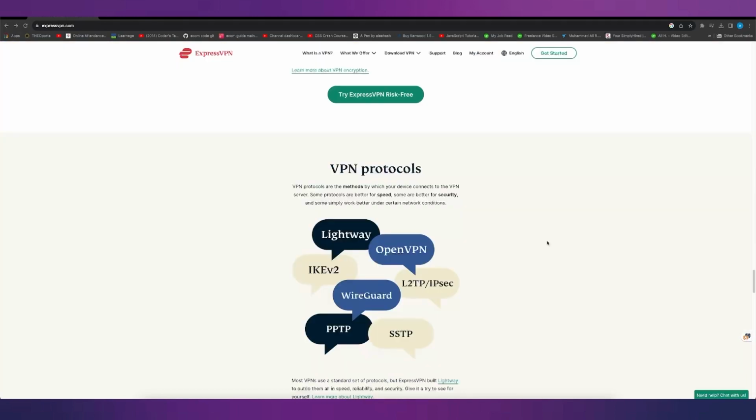So all in all, I would highly, highly recommend ExpressVPN. And I would suggest that you guys get started with any one of these VPNs based on your decision.